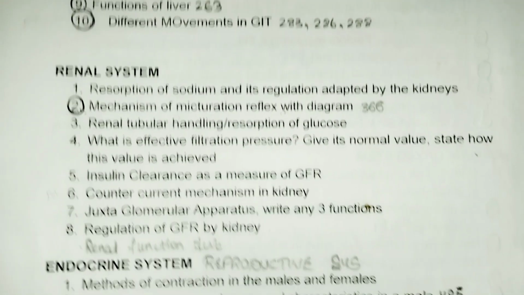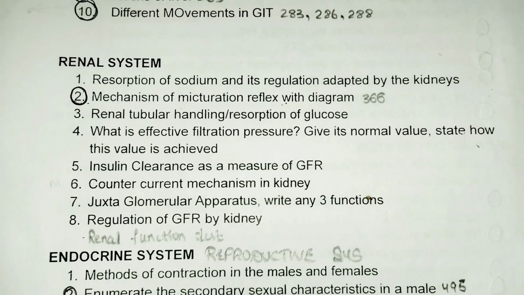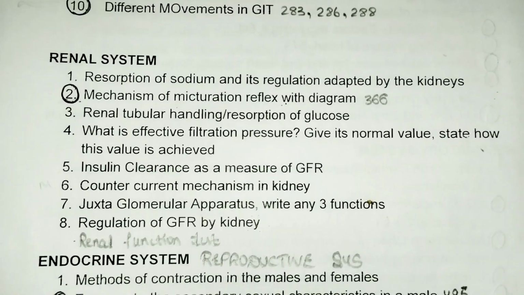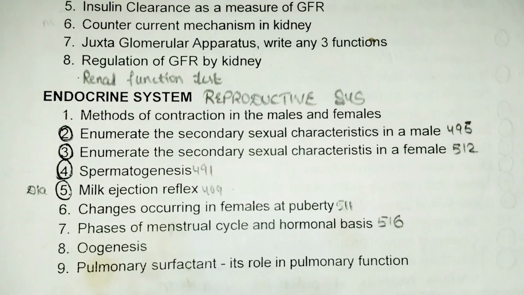Now moving on to the next chapter, that is reproductive system. In this, the important questions are, the first one, contraceptive methods in males and females. Yes, there is a spelling mistake. The second one, enumerate the secondary sexual characteristics in male. Third one, enumerate the secondary sexual characteristics in female.